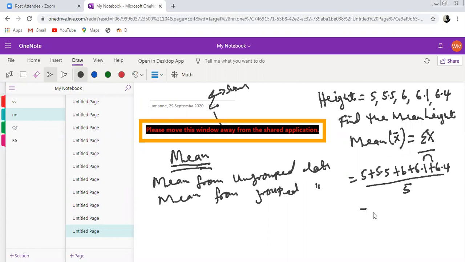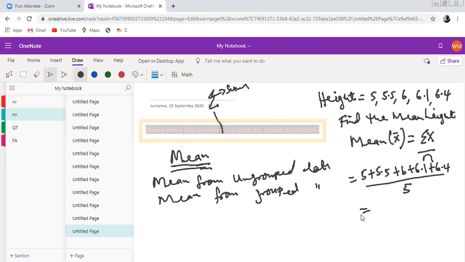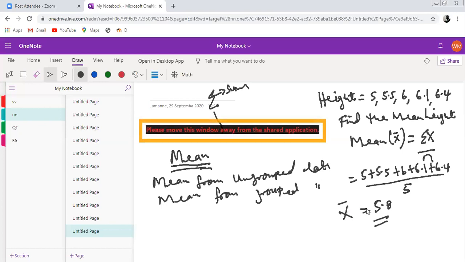So if you calculate this, it gives you the mean. What is the answer to be specific? 5.8. So 5.8 becomes your mean. It is your x bar. And you are done. There's no complication in this. Just add all the items, then divide by the number. If they are 10 numbers, you divide by 10. If they are 6, you divide by 6. And that gives you the mean.